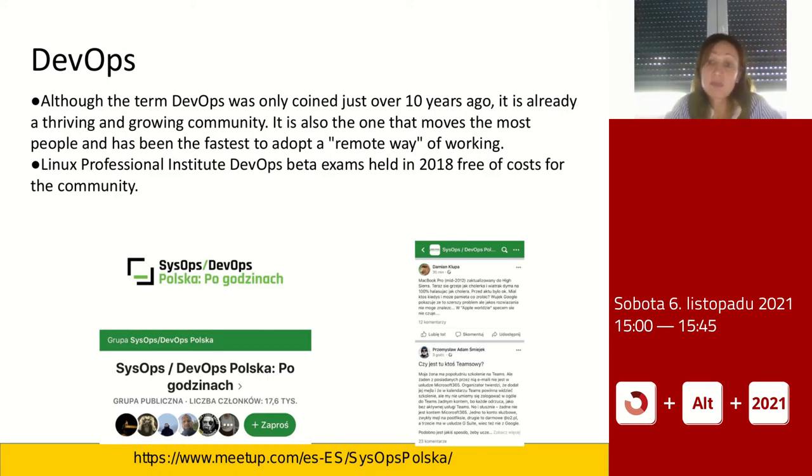To give you an example of how we, as Linux Professional Institute, worked with the community: before the DevOps exam was released by Linux Professional Institute, we had a consultation with the DevOps community. All volunteers could give feedback and provide thoughts about how it should be done, like what should be in such an exam. And in 2018, just before the release of the exam, we had beta exams for the community free of cost. So it's another example of working with the community.